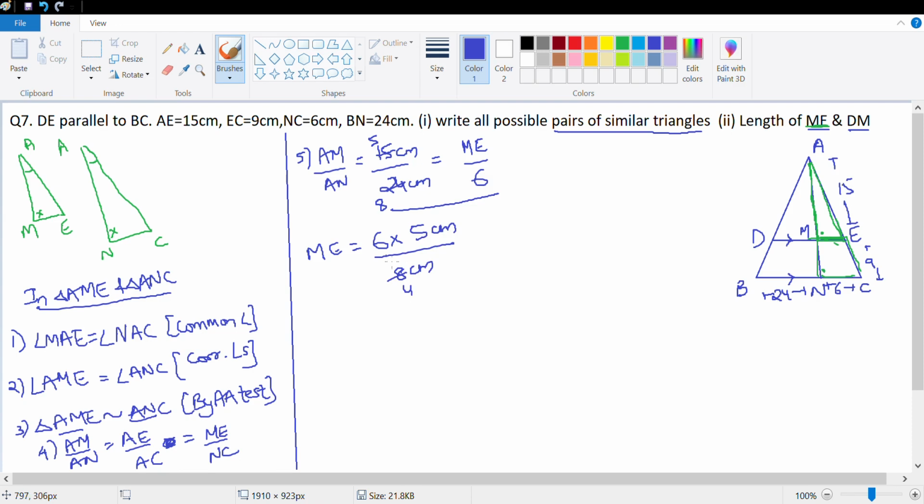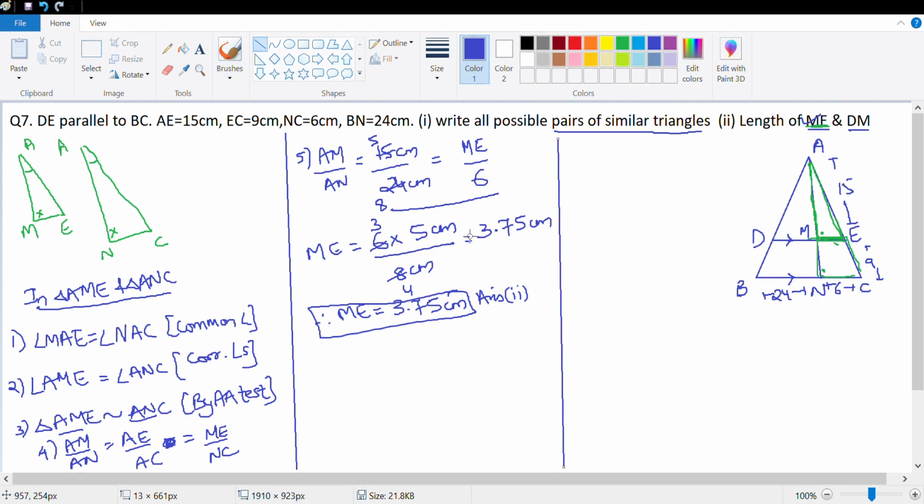So this is 2 into 4, 2 into 3. So that's 15 upon 4, which is 3.75 centimeter. Therefore, ME is equal to 3.75 centimeter. So this is our answer part 2. Done. We need to calculate DM as well.